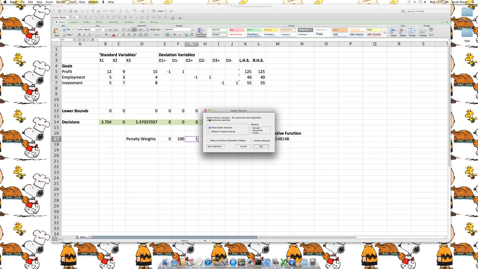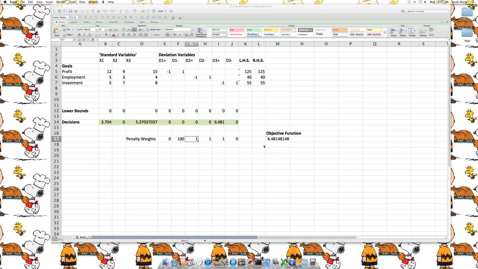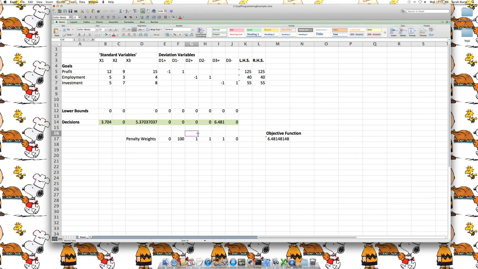And so it found a solution. And let's look at the solution here. So I can look at my deviations and say, well, there's no deviation in either direction for goal 1. That means I'm meeting my goal at exactly 125. Same thing with goal 2. I don't have any deviations up or down, so that means I'm meeting exactly at 40.